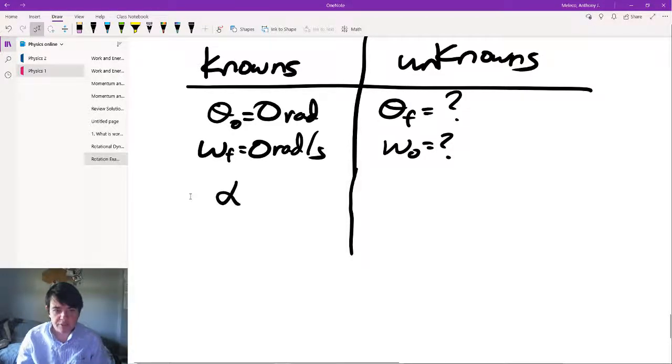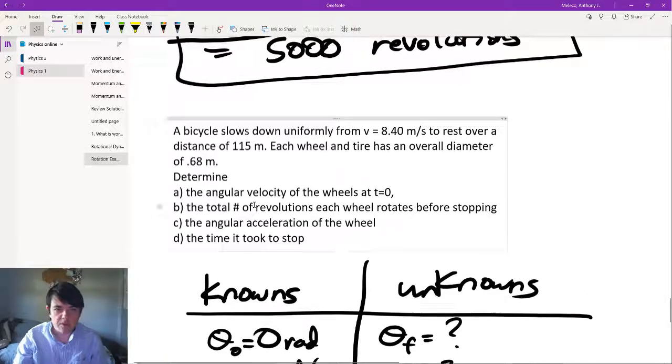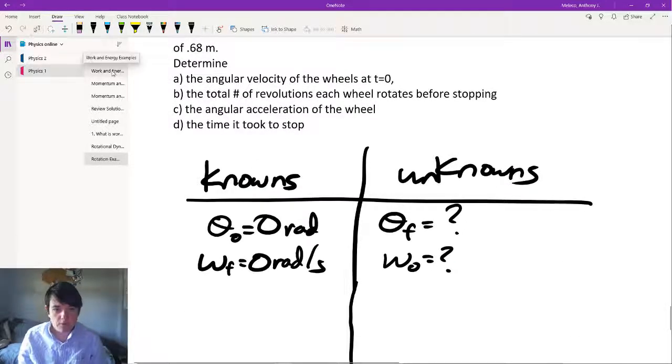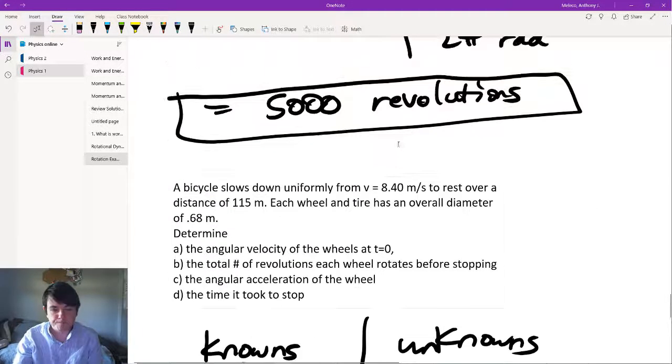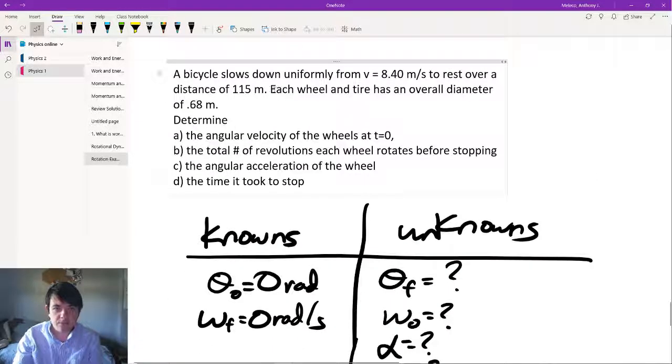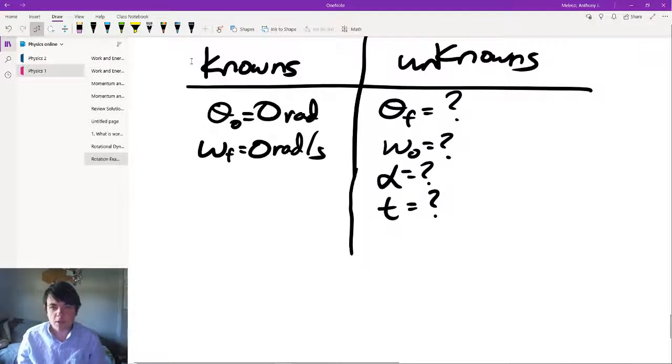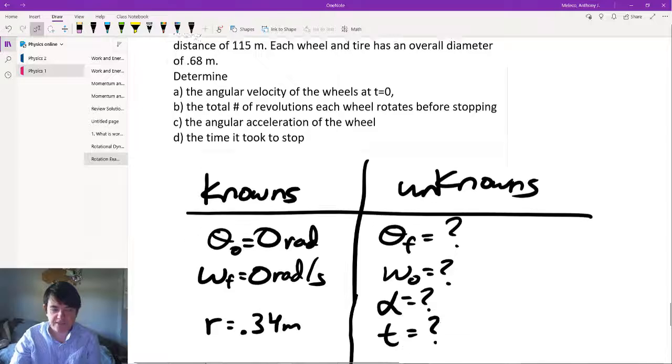Our angular acceleration, wait, do we know that? No, we need to determine it. Sorry. So that's one of the things we need to determine. And we need to determine the time it took to stop. So we don't know how long this is taking place. The next thing we need, if you look here, each wheel and tire has an overall diameter of 0.68. If I'm getting diameter, I'm just going to convert it in my head instantly to radius. The radius is diameter over 2, so the radius here is 0.34, which is half of 0.68.